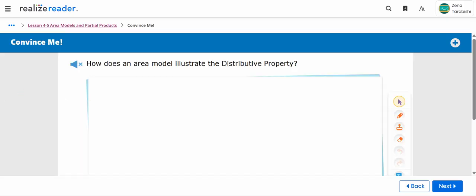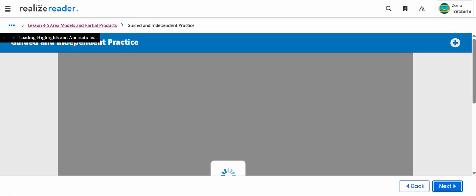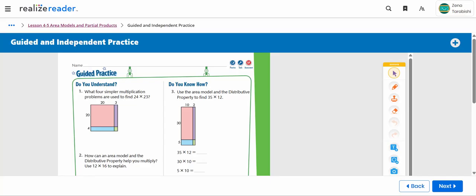How does an area model illustrate the distributive property? An area model is just one way for us to try to solve. Of course, you can use it when there's a number that has 2 digits or 1 digit for the factors. An area model just shows the breaking apart of either or both of the factors and what you multiply to get each of the partial products, because that makes it a little bit easier for us to solve.